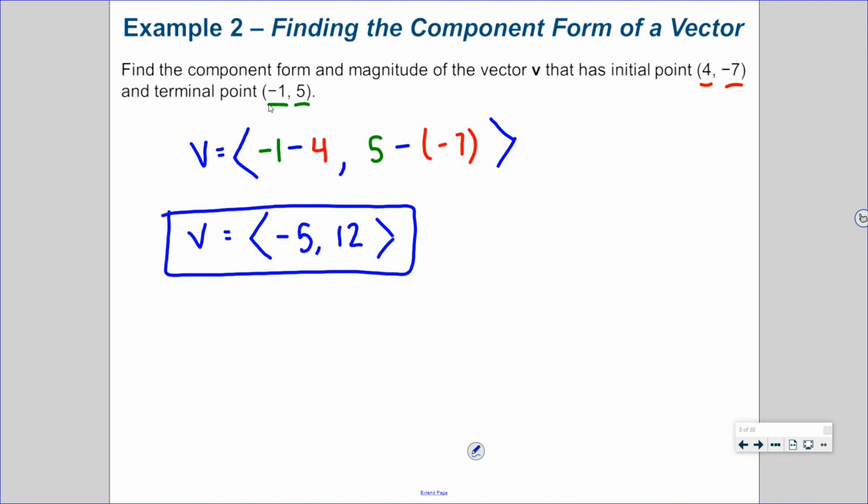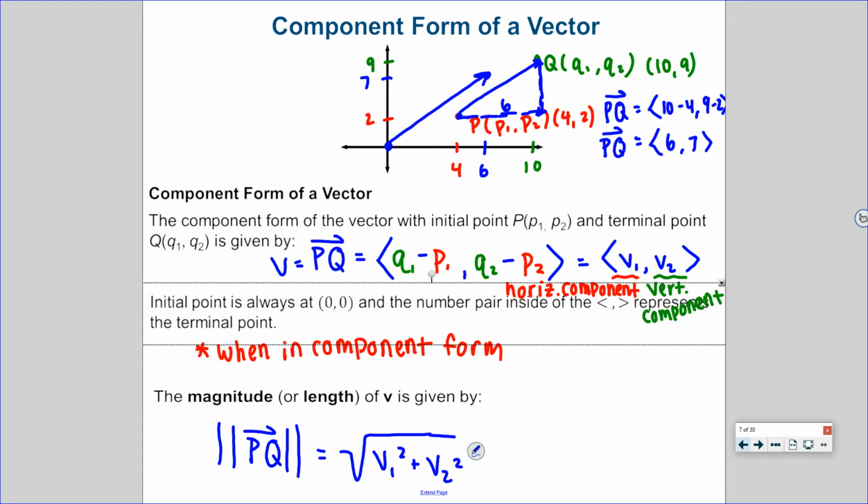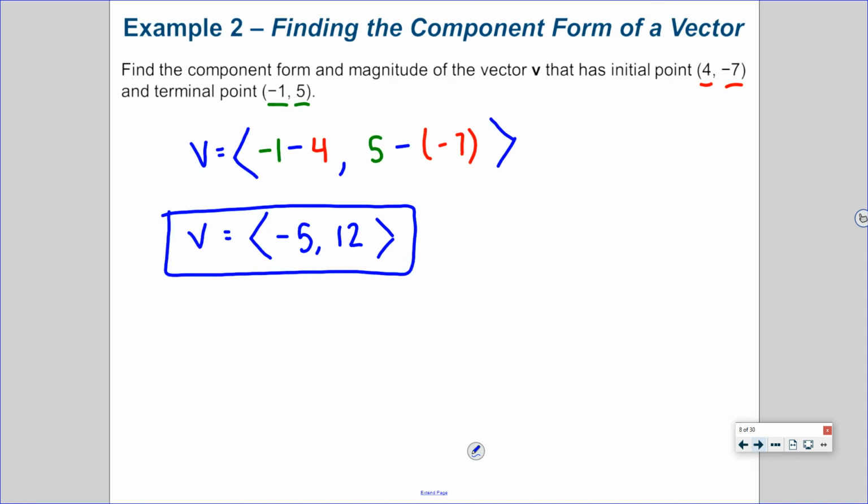So what that means, folks, if I were to draw this vector, the initial point we just assume is at 0, 0. That's one of our characteristics with the component form. Initial point's always 0, 0. And then our terminal point would be at -5, 12. And so that directed line segment would be equivalent to this set of starting at 4, -7, and ending at -1, 5. Okay, and have the same magnitude, same direction.